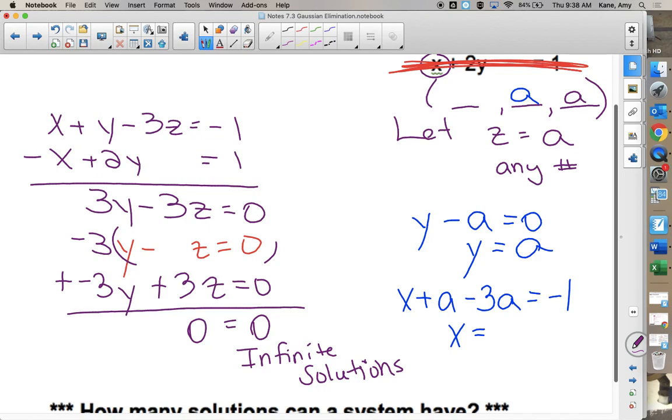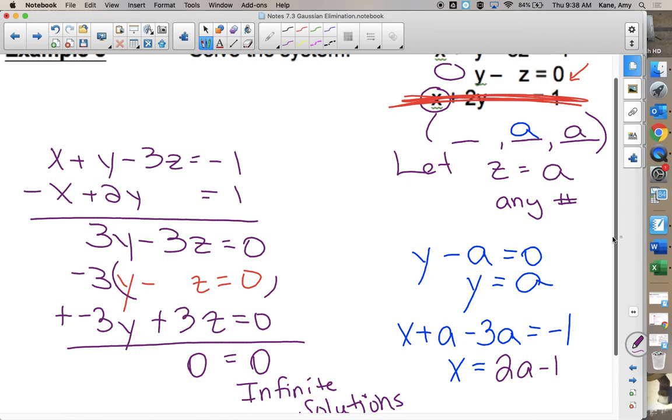Carry x would be equal to 2a minus 1. So now your ordered triple can't be any random numbers that you feel like picking. But if you pick a value, maybe a 2, then you could have an ordered triple that works. So if I say a is 2, then my z is 2, my y is 2, and if I plug 2 in for x, then I know my y is 2 times 2 minus 1 is 3. So 3, 2, 2 could be a triple that would work.